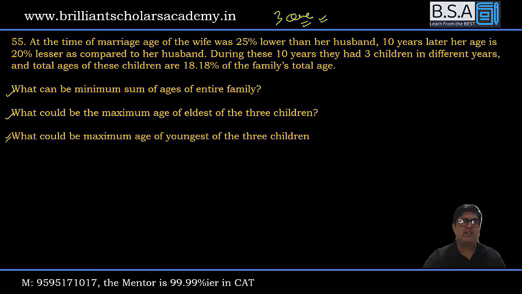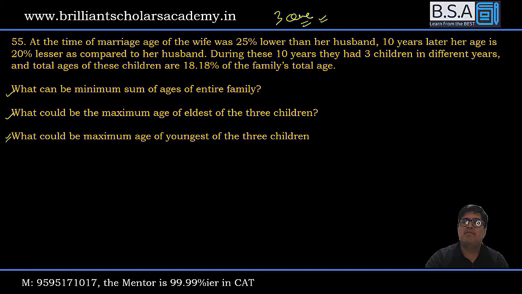At the time of marriage, the age of the wife was 25% lower than her husband's. 10 years later, her age is 20% lesser as compared to her husband. During these 10 years, they had 3 children in different years, and the total ages of these children are 18.18% of the family's total age. What can be the minimum sum of ages of the entire family?